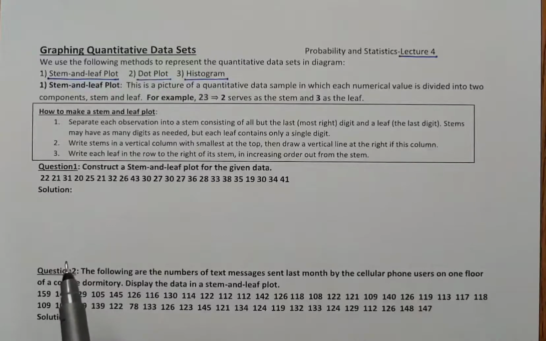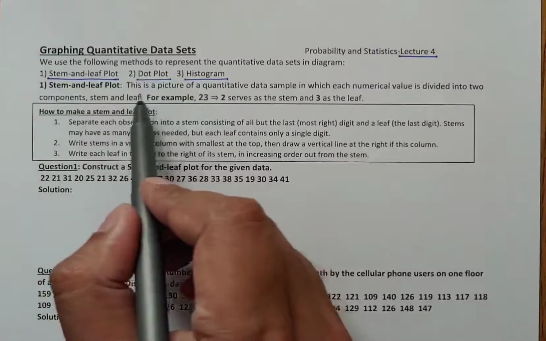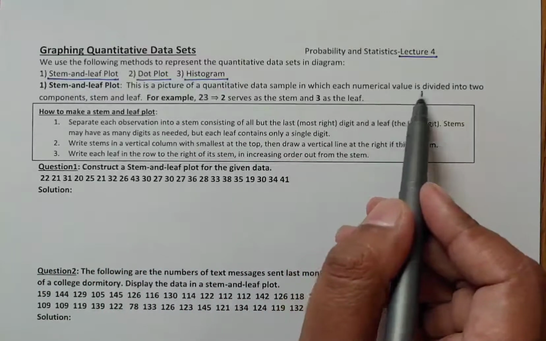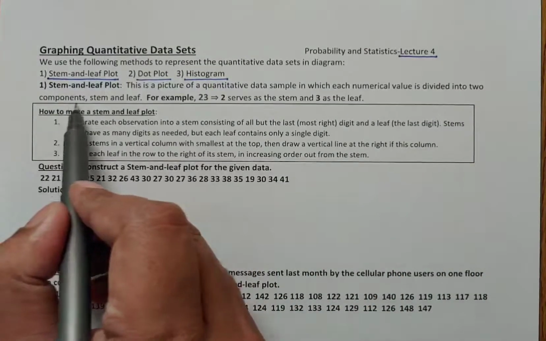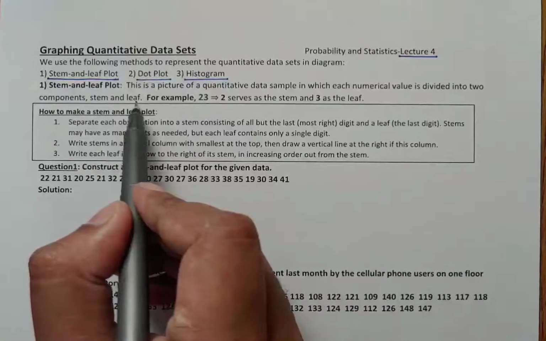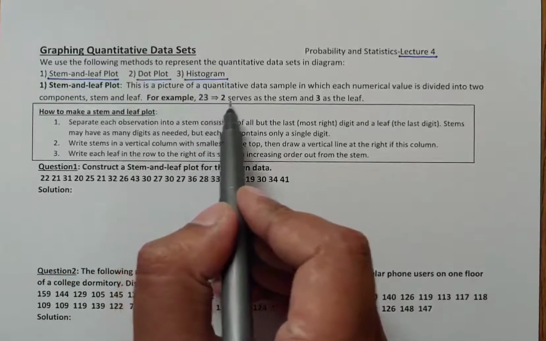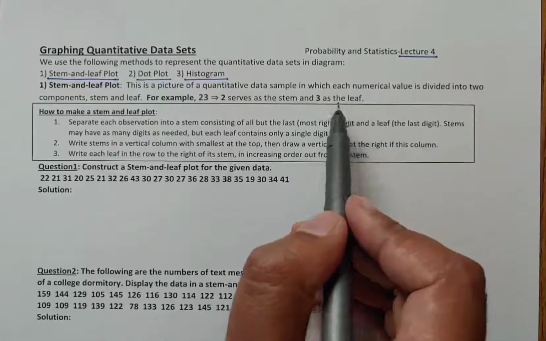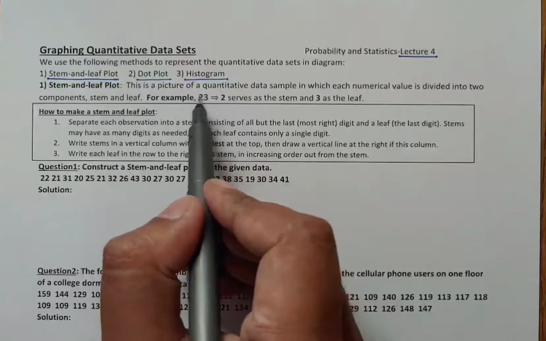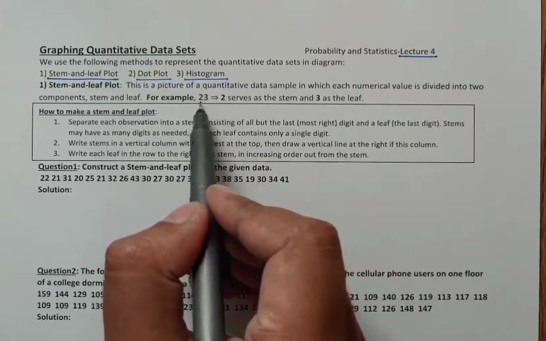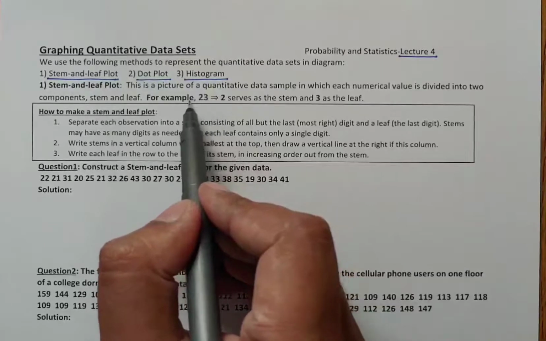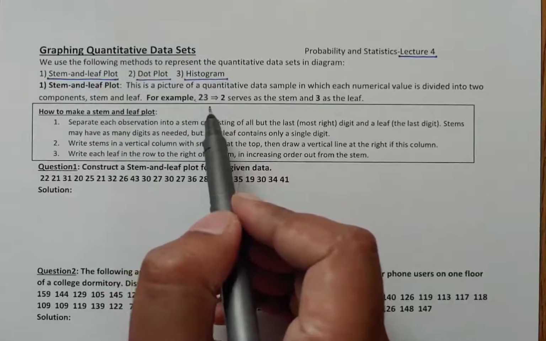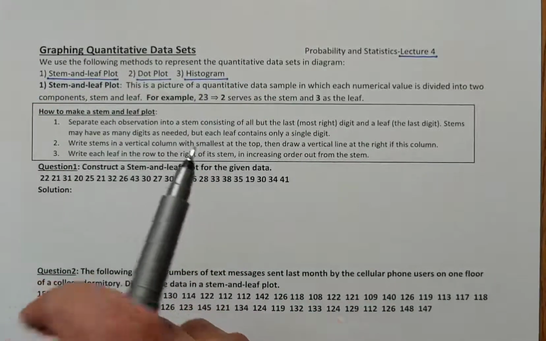Alright, so now the first one is stem and leaf plot, and this is a picture of quantitative data sample in which each numerical value is divided into two components, stem and leaf. For example, 23, 2 serves as the stem and 3 as the leaf. So we divide any number into two components. If it is a 23, we divide into two components, 2 and 3. So 2 works as stem, and 3 works as leaf. So that's how we divide into two components, stem and leaf.